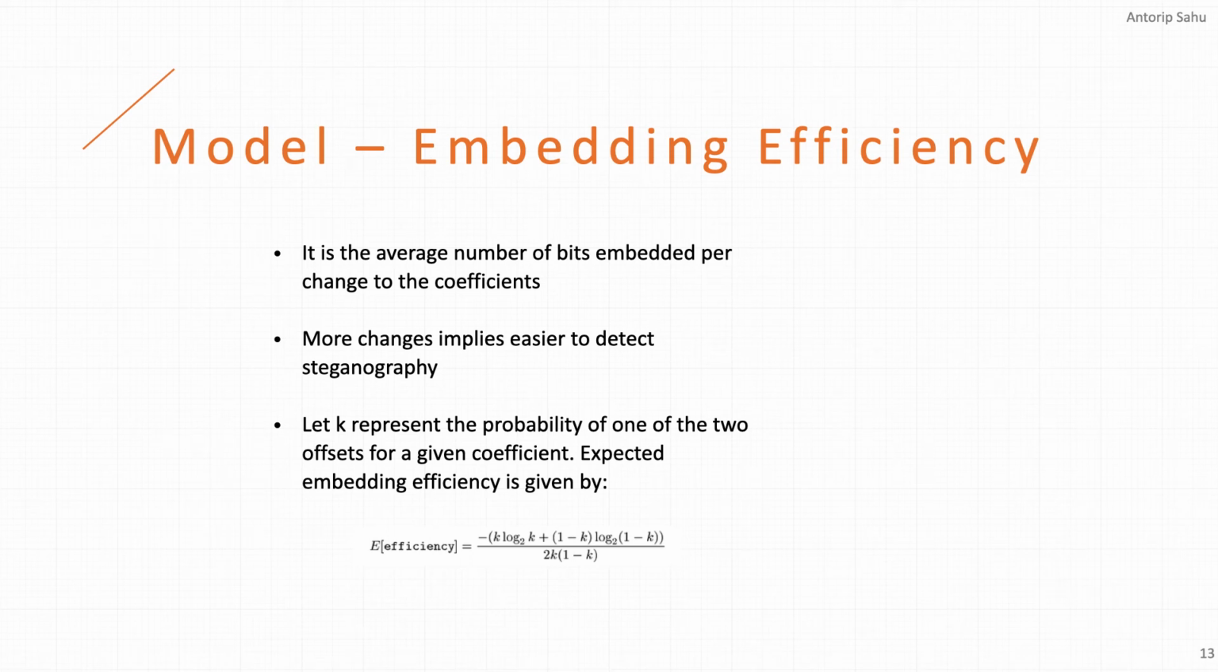Now I will discuss the embedding efficiency of the model. What is embedding efficiency? It is the average number of message bits embedded per change to the coefficients. The more changes in coefficients, the easier it is to detect the steganography.